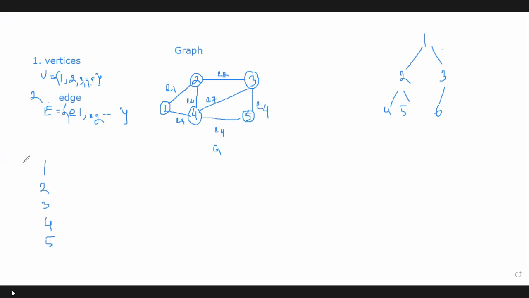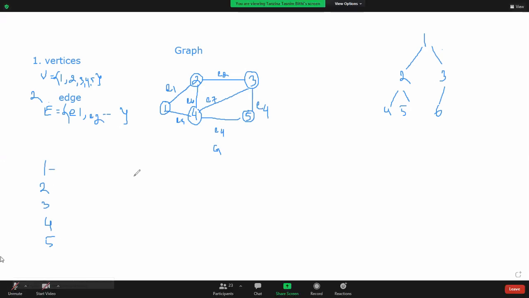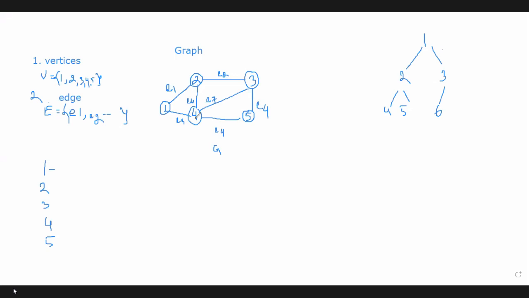Okay, so now can we find out how many nodes are connected with this node 1, 2, 3, 4, 5? Now we can find out which nodes are the adjacent nodes of this node. What is an adjacent node? Suppose 1 is connected with 2 and 4. So these 2 and 4 are called adjacent nodes of 1, or neighbors of 1. These are neighboring nodes of 1.